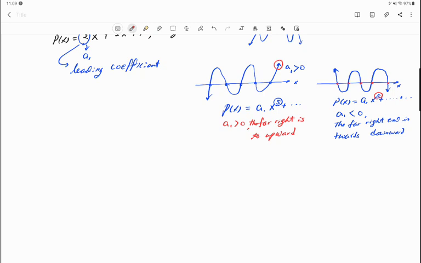All right, so it's really important: the sign of the leading coefficient. If the leading coefficient is positive, then the right end goes up. If the leading coefficient is negative, then the right end goes down.